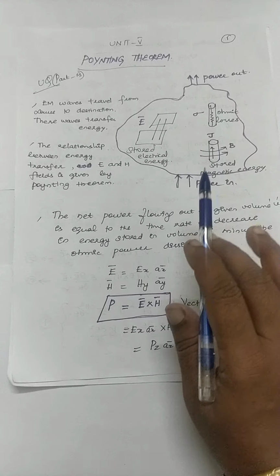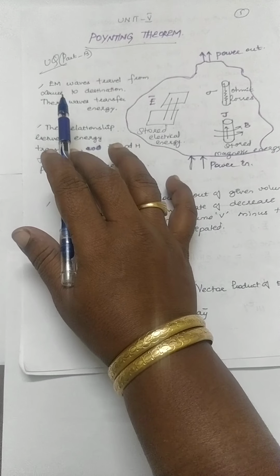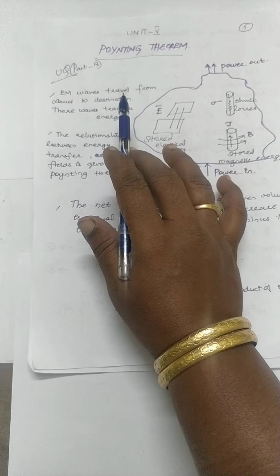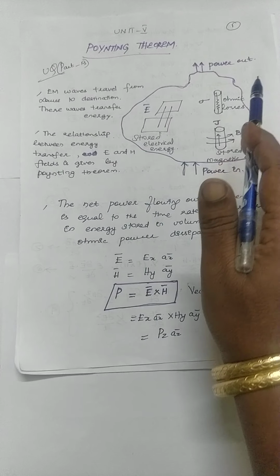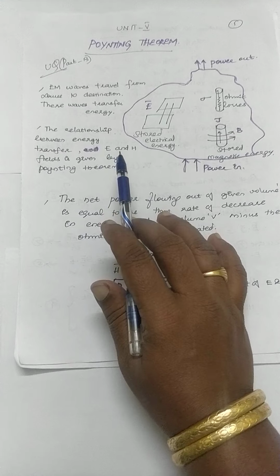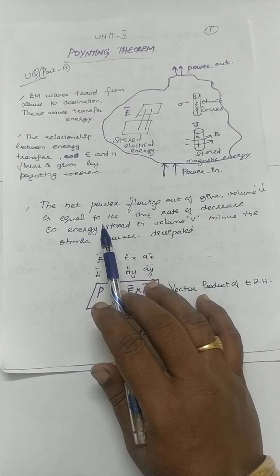Everything is bounded within a volume V. It is a closed surface enclosing a volume V. It is understood. So now we define electromagnetic waves. When they travel from source to destination, they transfer energy. That's a known concept. However, we are going to learn the relationship between the energy transfer, the electric field and the magnetic field, which in turn is defined by the Poynting theorem.